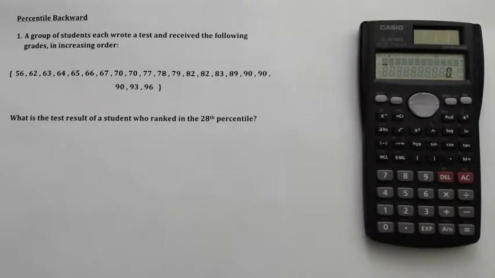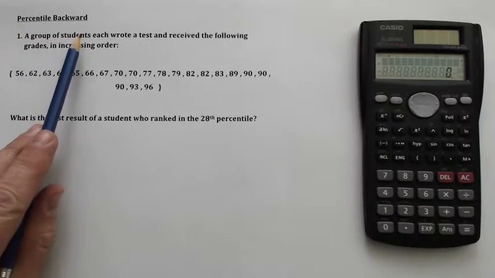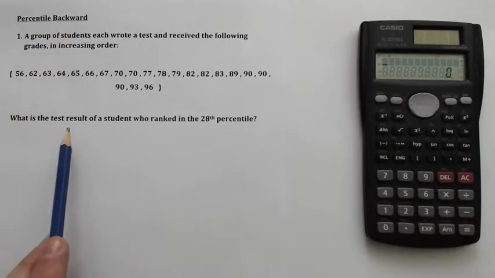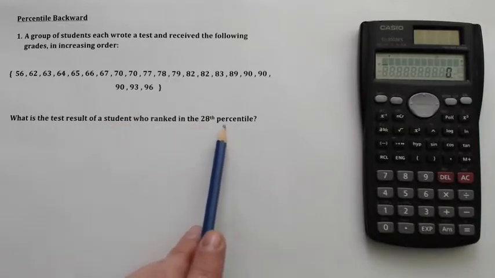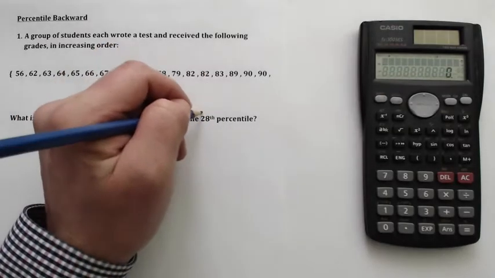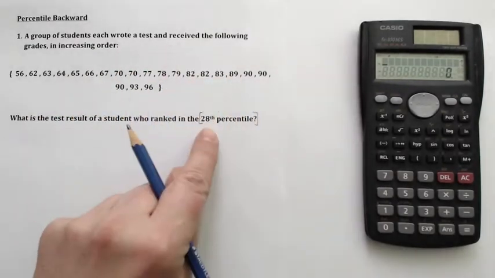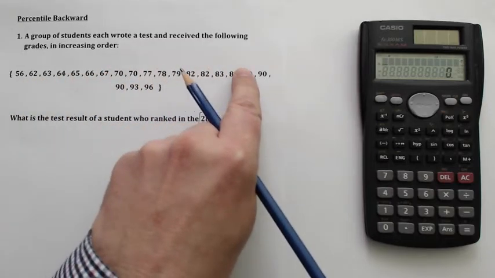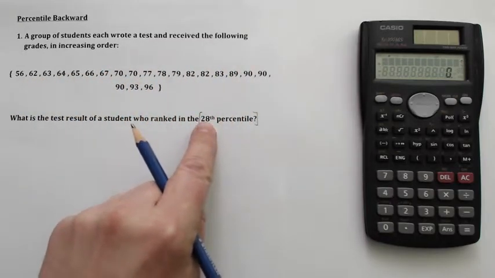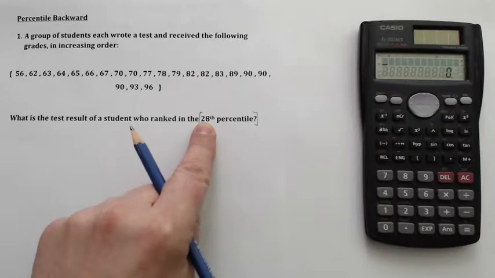Hey guys, we're looking here at percentile backwards. And by percentile backwards, what I want you to notice in the pattern for these questions is instead of being asked for the percentile of a value, they're telling us the percentile. And you can see that right here. So we know the percentile already, and then we have to determine which one of these numbers corresponds to that percentile, in this case the 28th percentile.